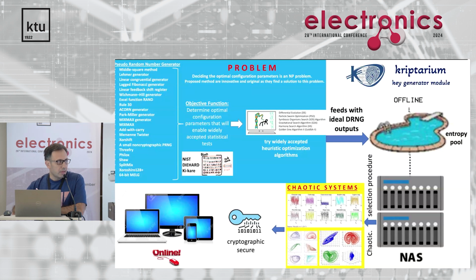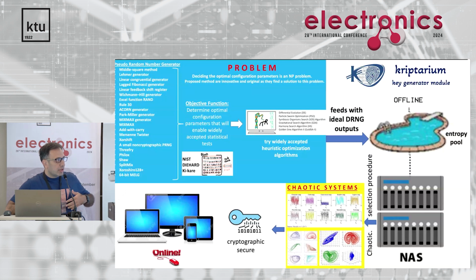We solve this problem using an optimization algorithm. This figure shows our architecture for the proposed hybrid random number generator. Actually, we use different deterministic random number generators. Only in this study, we use linear feedback shift registers. And the aim of the objective function of our optimization algorithm is the NIST test. So in this way, we guarantee the statistical quality of the deterministic random number generator.